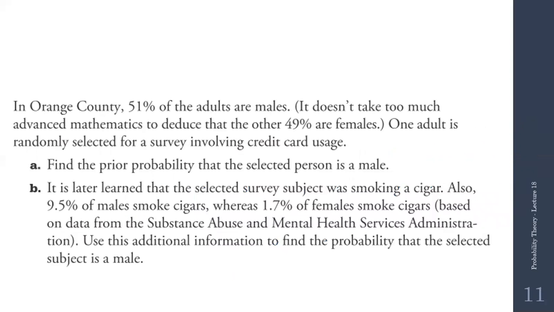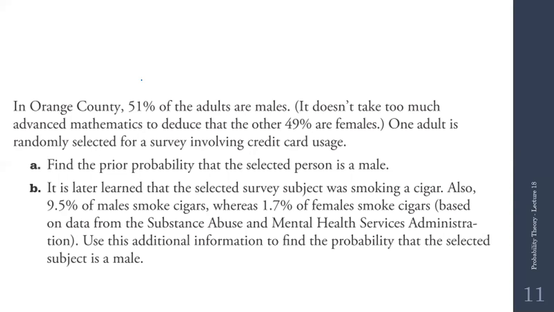In Orange County, 51% of the adults are males. It doesn't take too much advanced mathematics to deduce that the other 49% are females. One adult is randomly selected for a survey involving credit card usage. We need to find the prior probability that the selected person is a male. Then it is later learned that the selected survey subject was smoking a cigarette. Also, 9.5% of males smoke cigarettes, whereas 1.7% of females smoke cigarettes. Use this additional information to find the probability that the selected subject is a male.